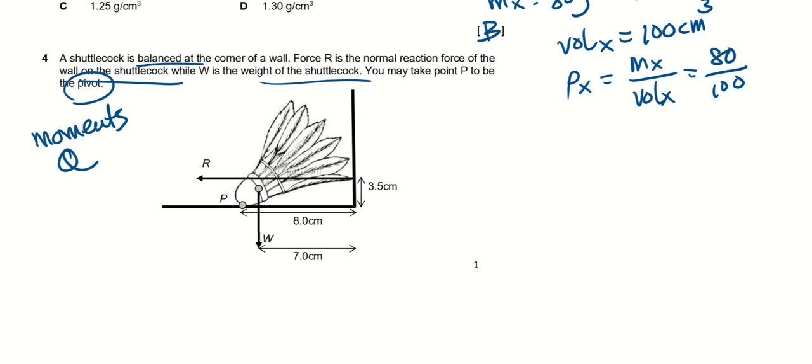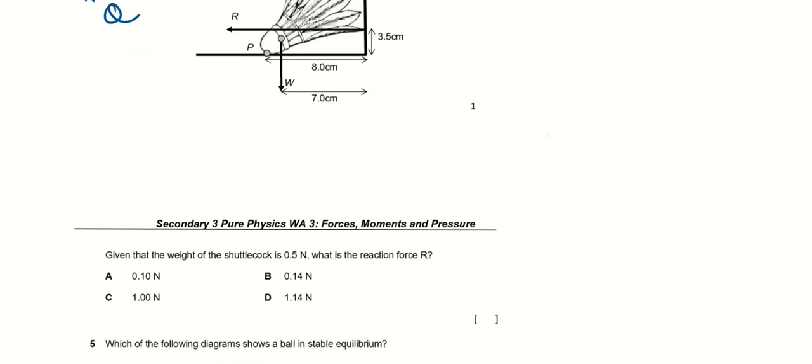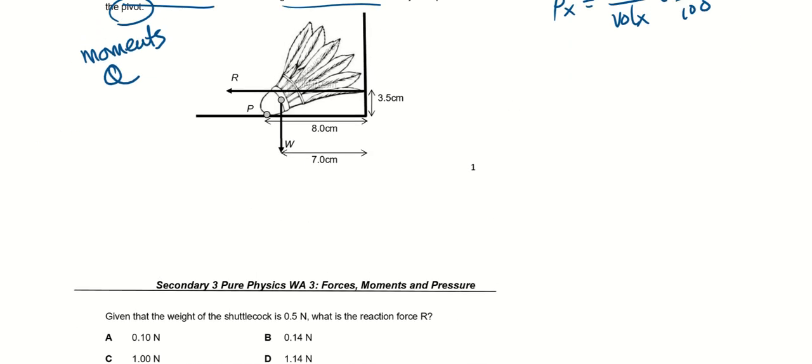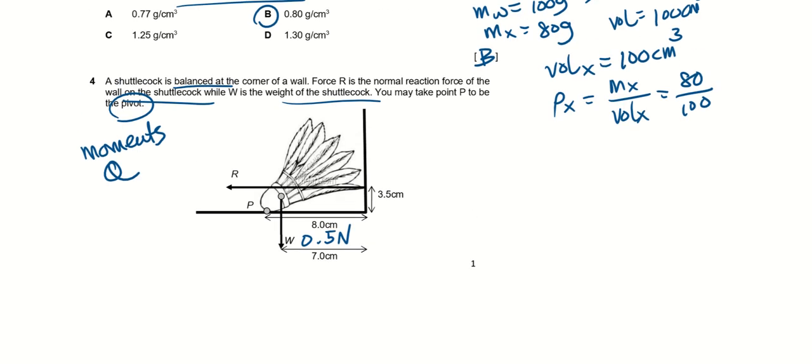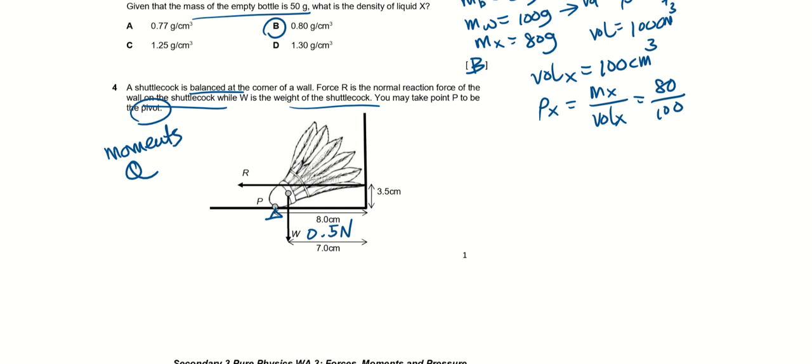Given that the weight of the shuttlecock is 0.5 Newton, so W is equal to 0.5 Newton. What is the reaction force R? Since this thing is balanced, where's the pivot? The pivot is at P. How many forces are there? So the first step is P is the pivot. I'm revising the steps for solving a moment question.